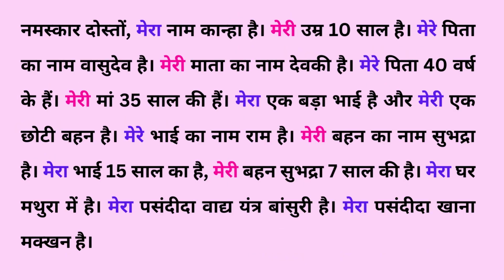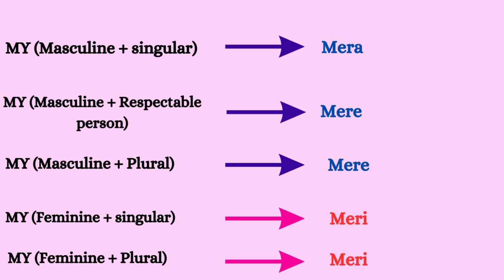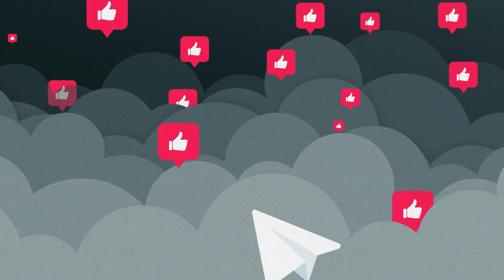So friends, I hope this video gave you a complete overview about the usage of possessive personal pronouns, that is my and mine, in Hindi. That is mera for masculine words, mere for masculine and respectable relations or masculine and plural words, and meri to refer to feminine relations or feminine words, and also meri to refer to plural feminine words.